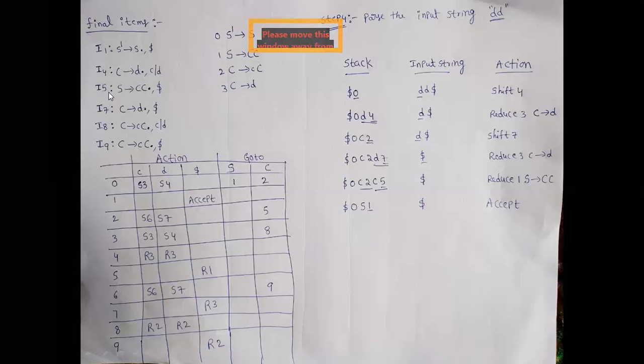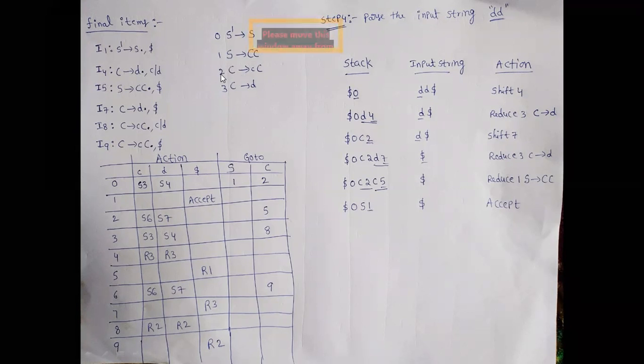And I5 is the final production. So what is the production number here? S production with capital C, capital C. Then the number is 1. So we are placing R1 in the position of dollar. Then I7, C production with D dot. So it is 3. So R3 is placed in the 7th row, R3 is placed under dollar. Why? Because here the look ahead is dollar. Then I8, C production with small c, capital C dot.